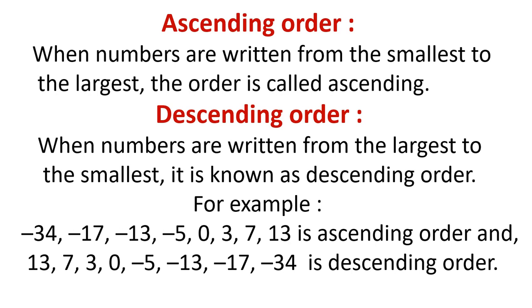And 13, 7, 3, 0, minus 5, minus 13, minus 17, minus 34 is descending order, because the largest number 13 is written first and minus 34, the smallest number, is written last.